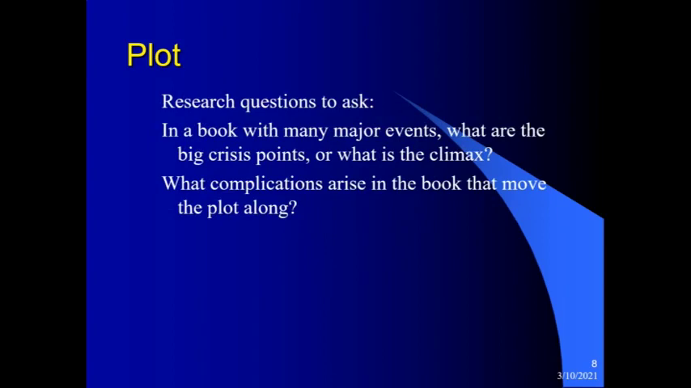If you do a plot-based literary analysis, some of the questions you may ask are, in a book with many major events, what are the big crisis points and what is the climax? You can also talk about why it's important that these crisis points or climax happen when and where they do. You can also write about what complications arise in the book that move the plot along, and whether or not the plot would still move the same way if those complications didn't happen exactly where they do or happen at all.